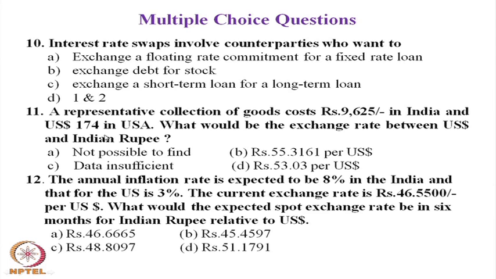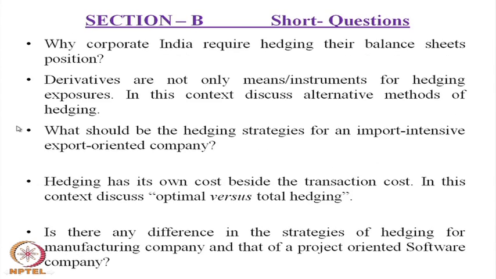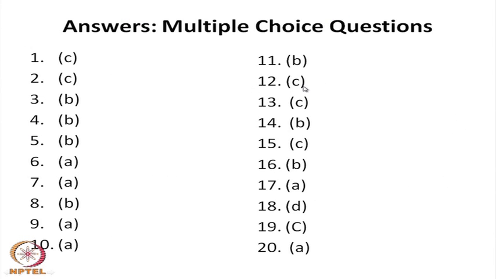How to calculate? 174 dollars is equal to 9,625 rupees. So, what will be the 1 dollar rate? That will decide the exchange rate between Indian rupee and US dollar. In case of question number 12, the answer is C.